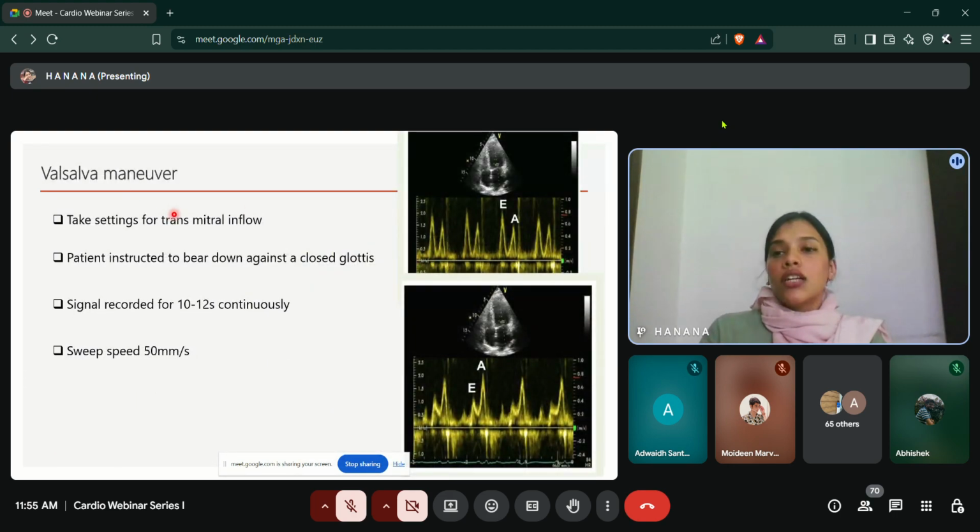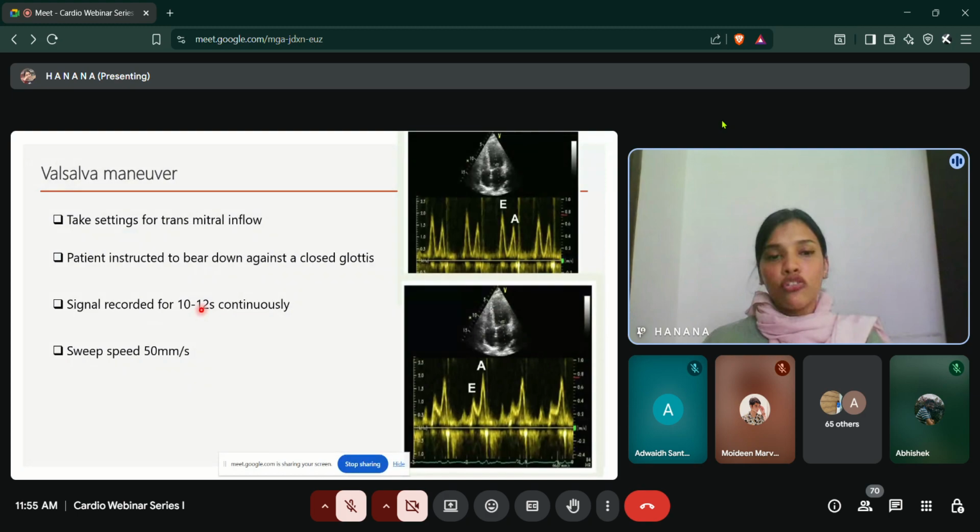Now, the Valsalva maneuver. The Valsalva maneuver is very critical in the case of grade 2 diastolic dysfunction. Here we take the same settings as for the transmitral inflow. Like we have already discussed, you should take an apical four-chamber view and use the pulsed wave Doppler. You should place it at the tip of the mitral valve, and you will get a spectral Doppler display like this. Now, you should instruct your patient.